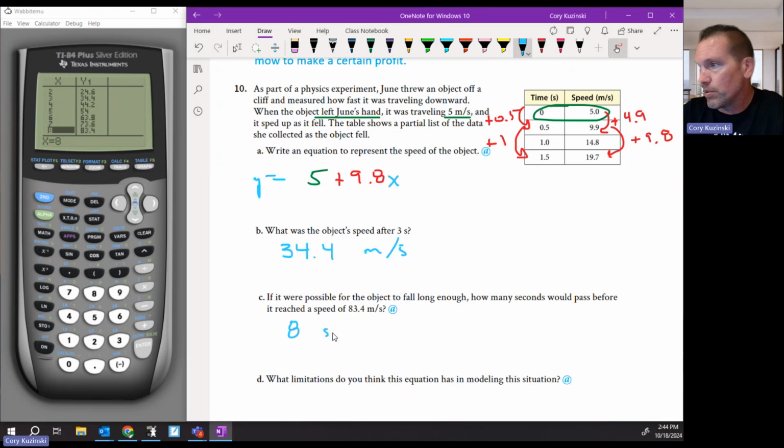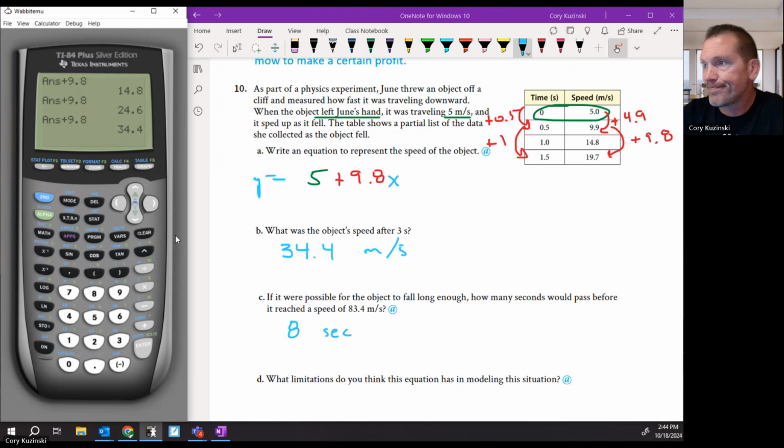8 seconds. So just using the table is a great way to do that. You could also undo this. So we would take that 83.4, subtract the 5, and then divide by the 9.8. And that gives us 8 seconds. Or we could put the 8 back in, 5 plus 9.8 times 8 seconds.